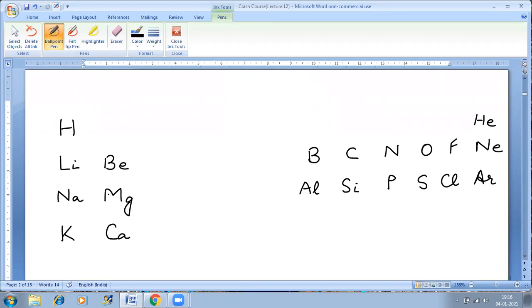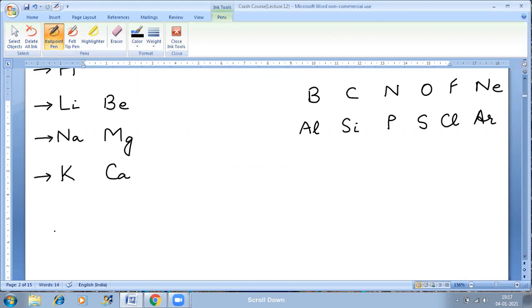So this is the arrangement. I can say that this is the first period. Each horizontal row is called a period. So from hydrogen till helium is one period. The second period is from lithium till neon. The third period is from sodium till argon. And the fourth period starts from potassium.